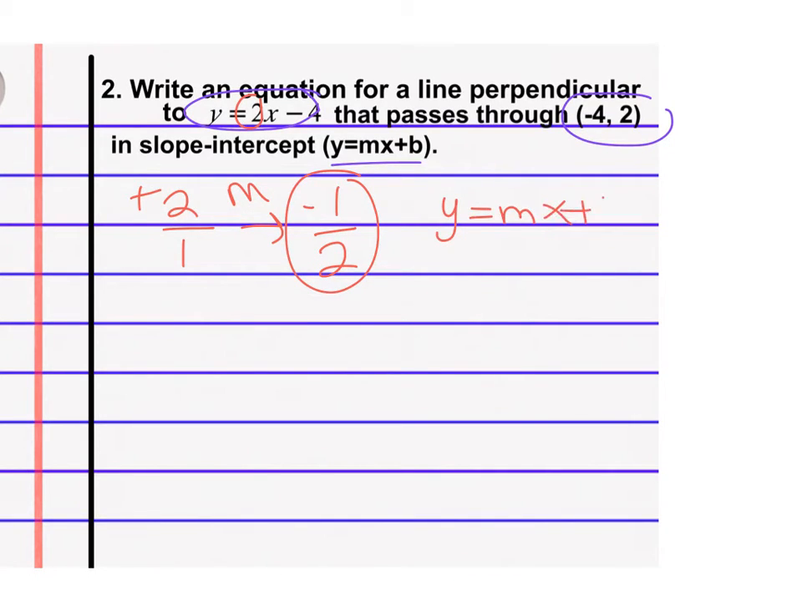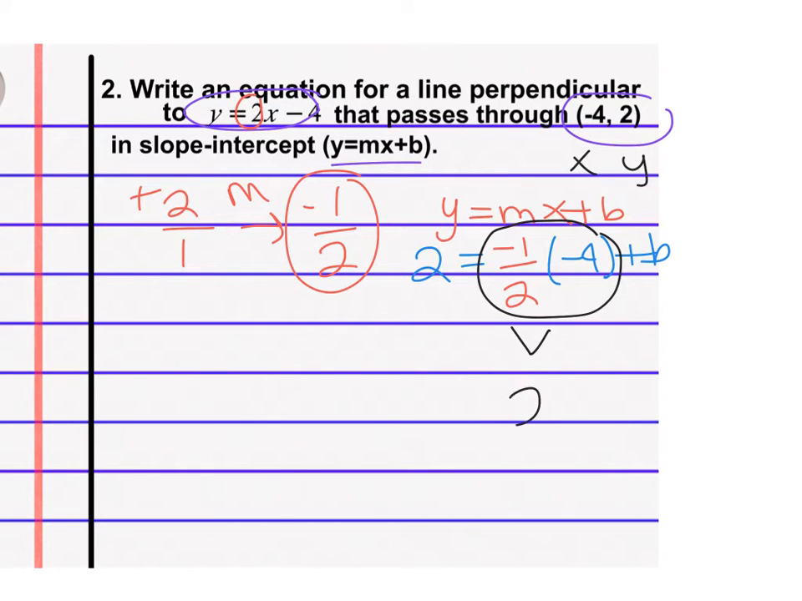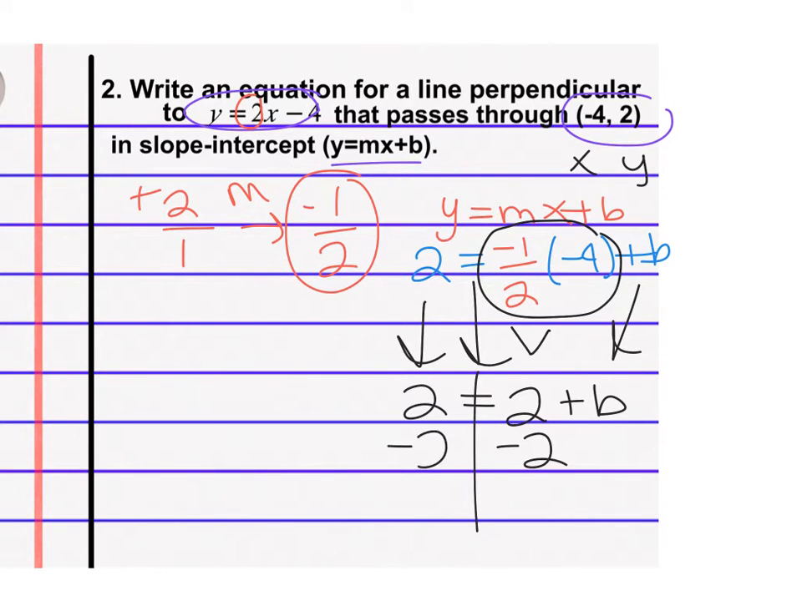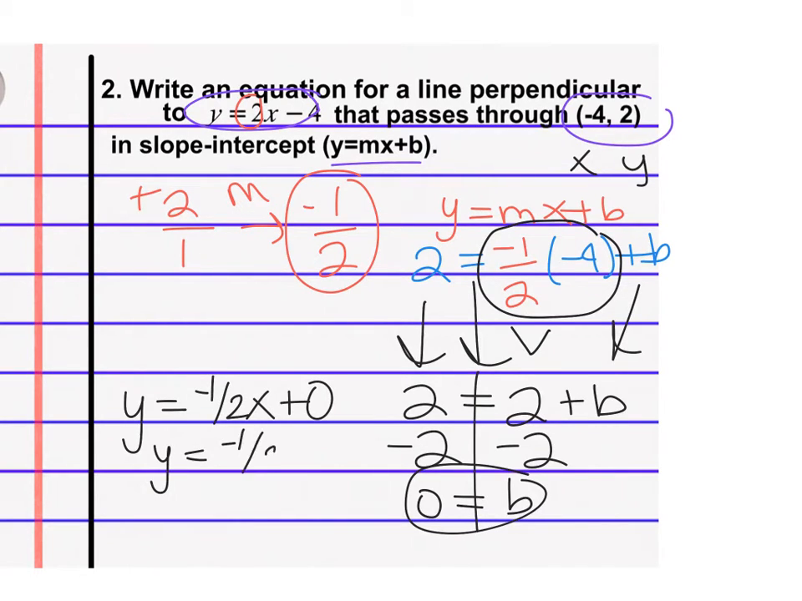So I have y equals mx plus b. Negative 1/2 is my m. This point right here, negative 4, 2, goes in for your x and y. So 2 goes in for y. Negative 4 goes in for x. I multiply. Negative 1/2 times negative 4 is a positive 2. Everything else stays. 2 equals 2 plus b. To solve for b, I have a one-step equation. I subtract 2, my b is 0. So you can write your answer as y equals negative 1/2 x plus 0, or often we just leave the 0 off.